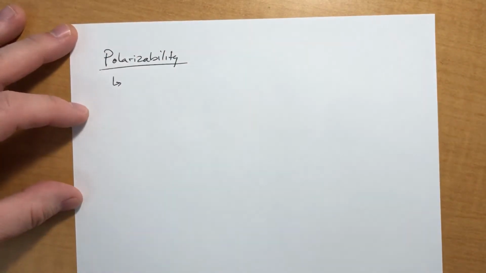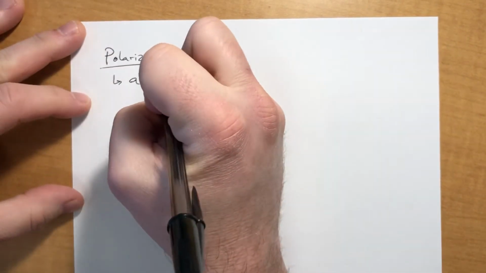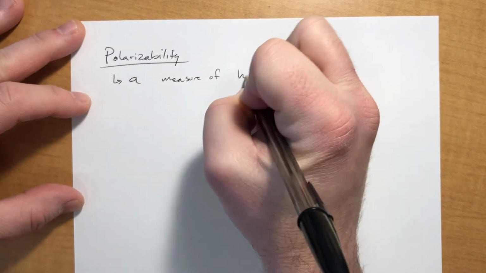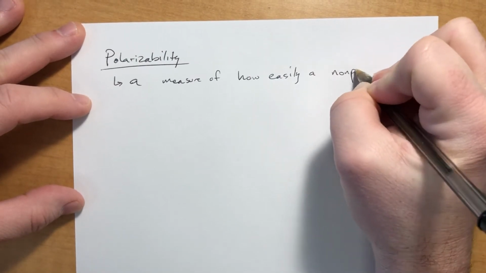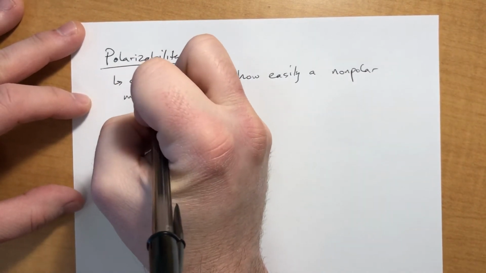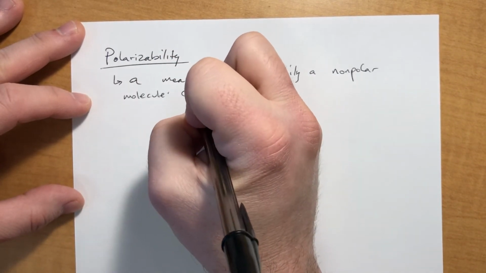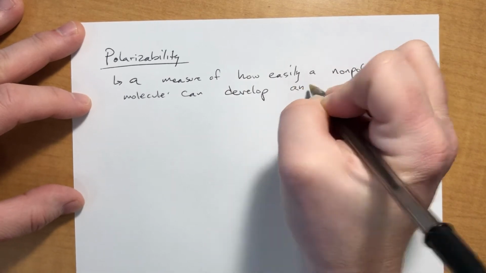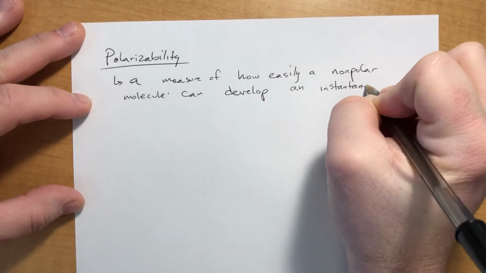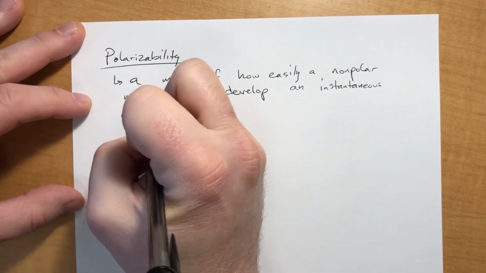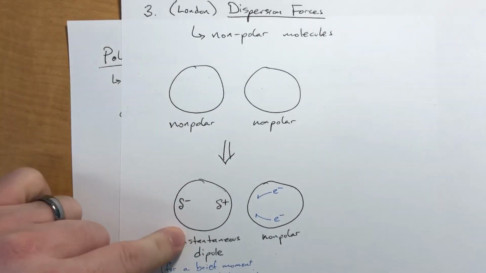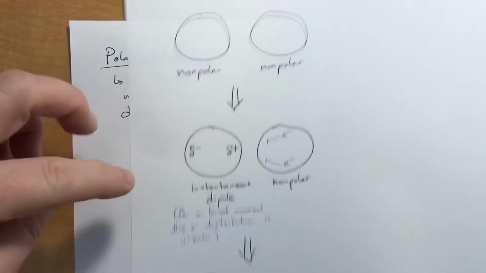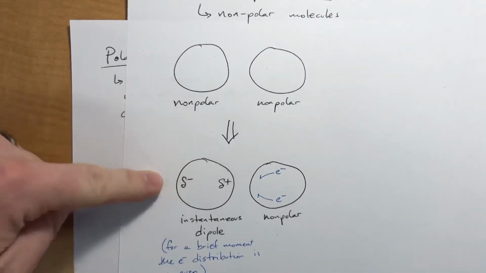So I guess I'll write it all out here. It's a measure of how easily a nonpolar molecule can develop an instantaneous dipole. So in other words, this entire thing is based off the idea that nonpolar molecules just randomly form an instantaneous dipole. How strong this force is mostly has to do with how likely this is to happen.